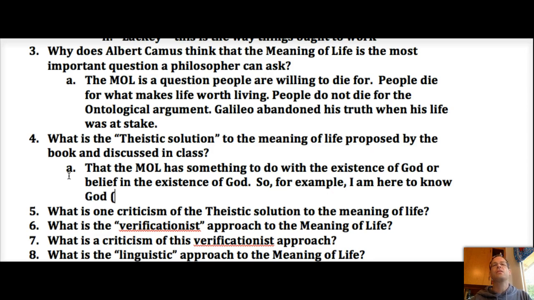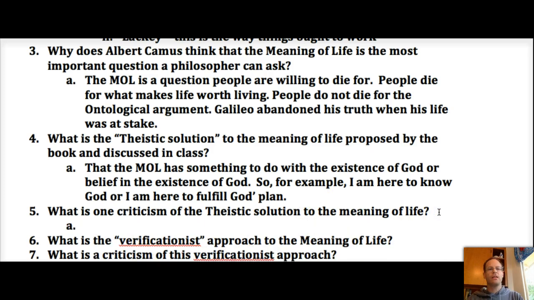Remember, we read that passage from the book where he said all men desire to know the cause of all things, so men desire to know God. Or I am here to fulfill God's plan. Okay, so what is one criticism of the theistic solution to the meaning of life?